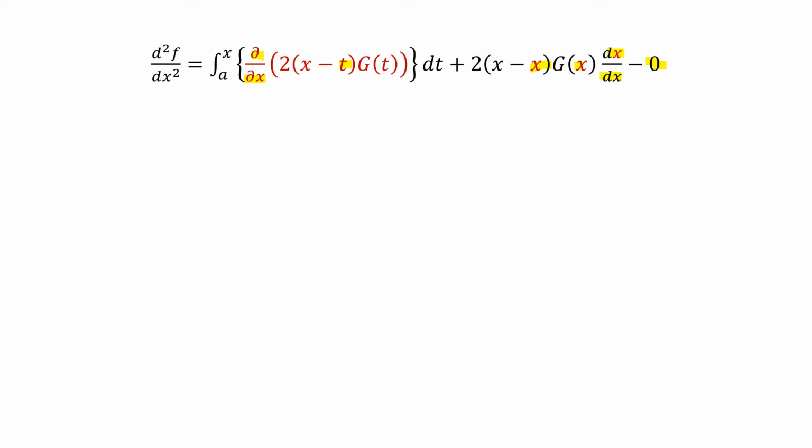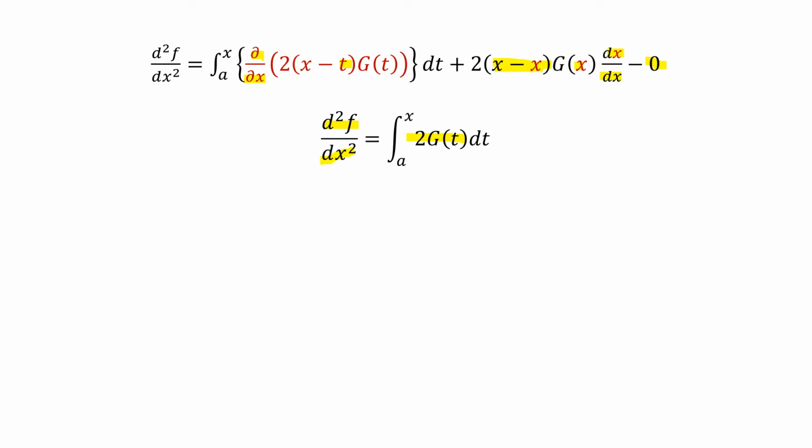Okay, so we will simplify and rewrite it. So you will get d2f by dx square is equal to the integral from a to x. Here the derivative of x minus t with respect to x is 1. So it is 2 of g of t into dt. Here we got x minus x, so again this term is 0 and the third term is 0. Okay, so we got here d2f by dx square, but we need to find d cube f by dx cube.